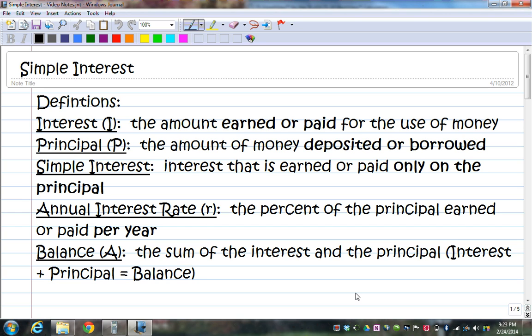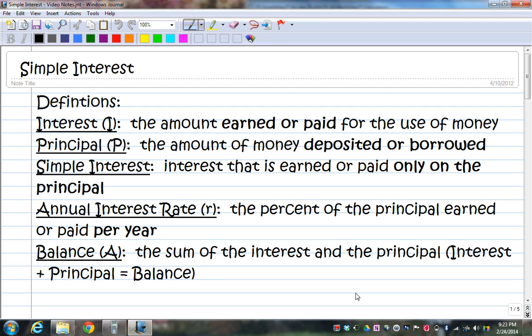First of all, the definitions. Interest is the amount of money that either you earn or you pay for the use of money. Principal is the amount of money that is either deposited or borrowed. Deposit means you put into a bank or into an investment. Simple interest is the interest that is earned or paid only on the principal. So in other words, the initial investment.